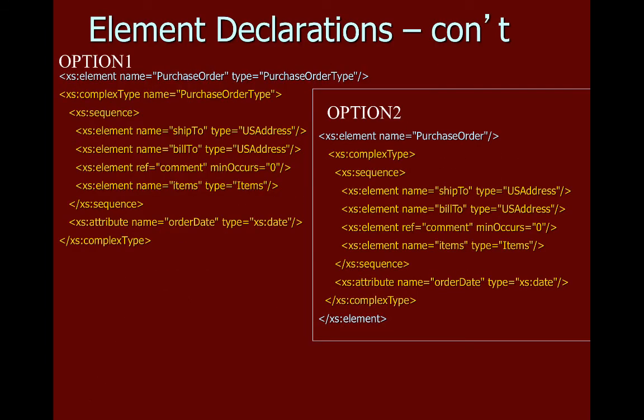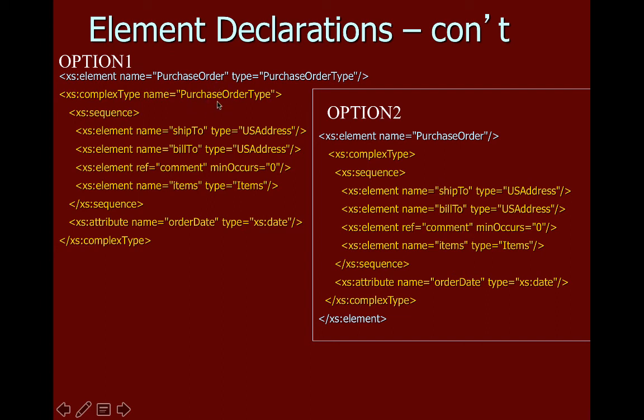Okay, so here's an example on the left hand side, an option for declaring the element purchase order to be of type purchase order type, and then you can name the type, right? In this case, the name of the type for purchase order elements is purchase order type. And then what does purchase order type contain? Well, it contains a sequence of elements as well as an attribute, right? So you can give a name for this type, and giving a name for the type can be handy, because you can reuse it.